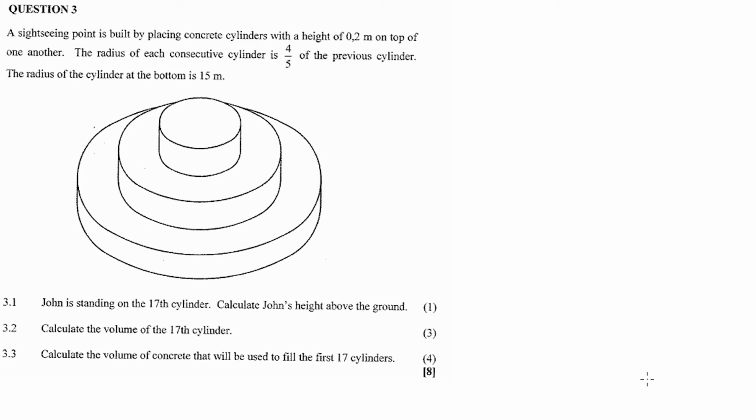Now question 3: a sightseeing point is built by placing concrete cylinders with a height of 0.2 meters on top of one another. So I'm stacking a cylinder on top of each other. The thickness, or the height, of each cylinder is 0.2. The radius of each consecutive cylinder is 4/5 of the previous cylinder. So to get the radius of a cylinder, I take the radius of the previous one and multiply by 4/5. The radius of the first cylinder, the one at the bottom, is 15 meters.